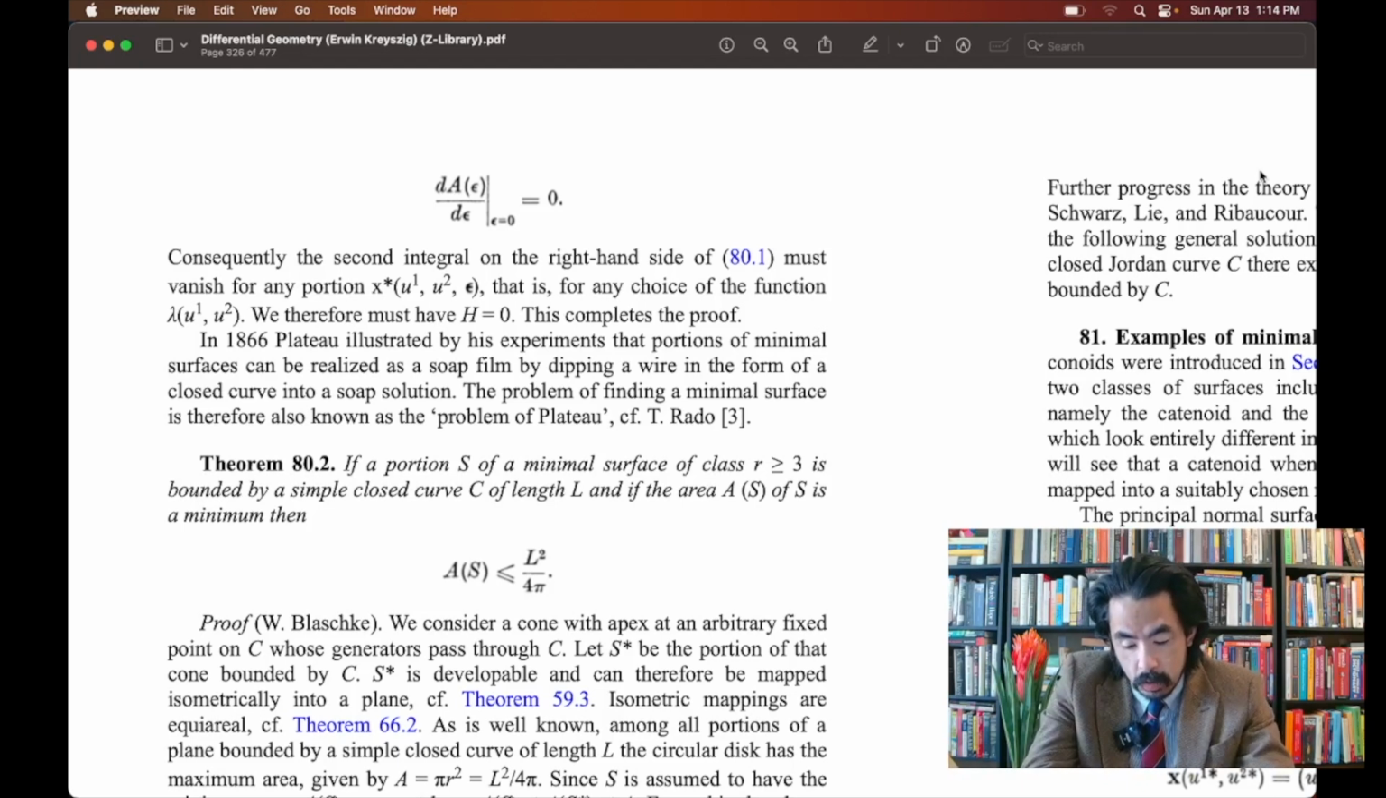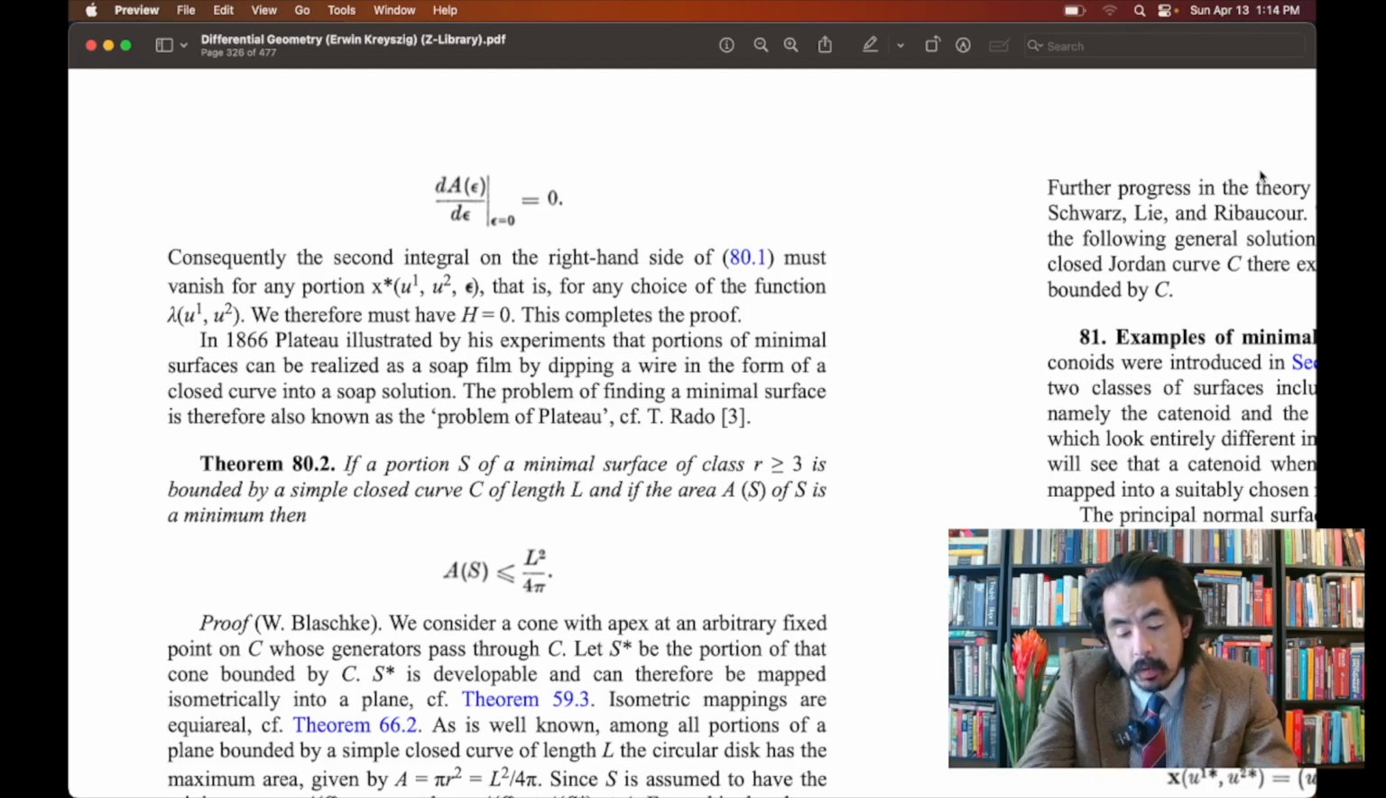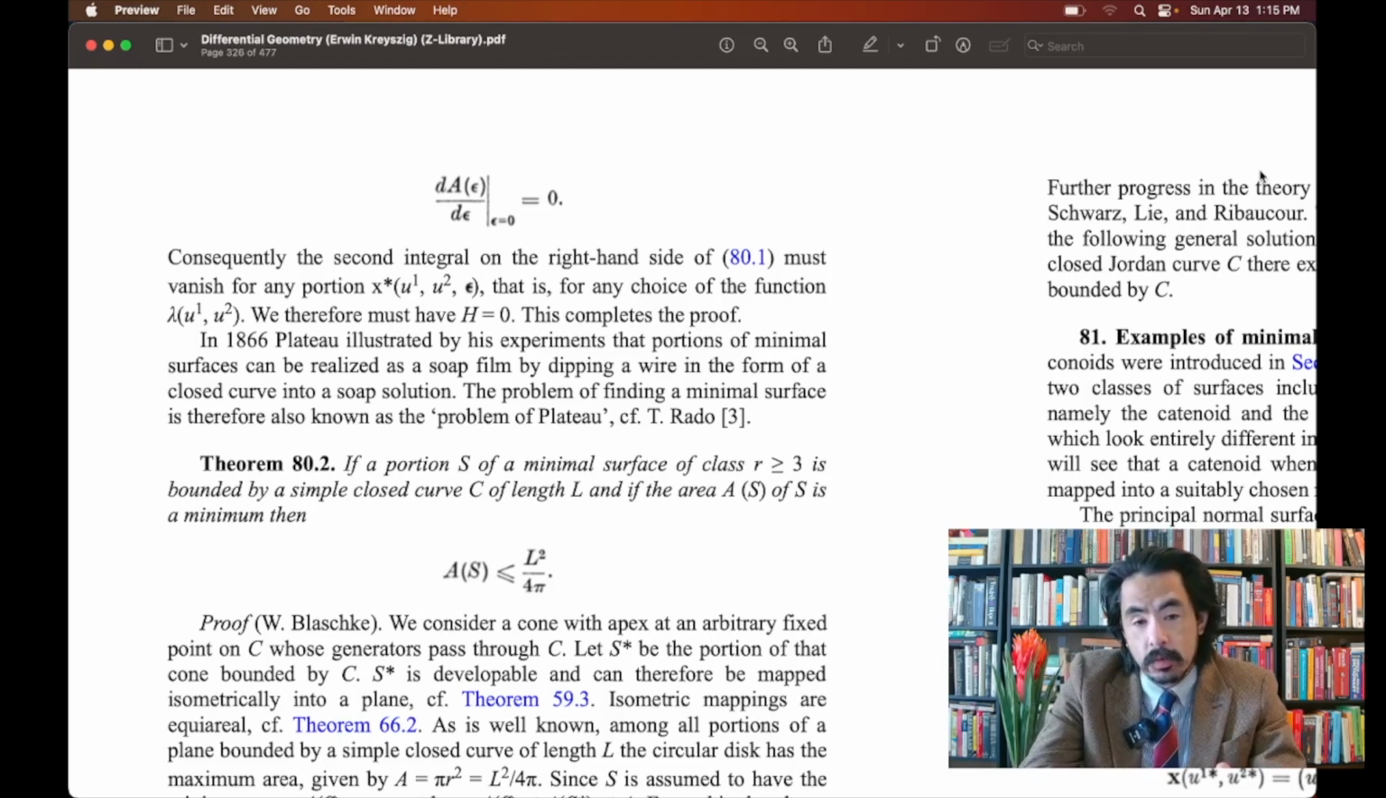In 1866, Plateau, that is Joseph Plateau, who lived from 1801 to 1883, illustrated by his experiments that portions of minimal surfaces can be realized as a soap film by dipping a wire in the form of a closed curve into a soap solution. The problem of finding a minimal surface is therefore also known as the problem of Plateau, and we can refer to one of the works in the bibliography that are by Tibor Rado. And Tibor Rado lived from 1895 to 1965. He was Hungarian, and actually one of the works referenced in the bibliography, he collaborated directly with Erwin Kreyszig on.